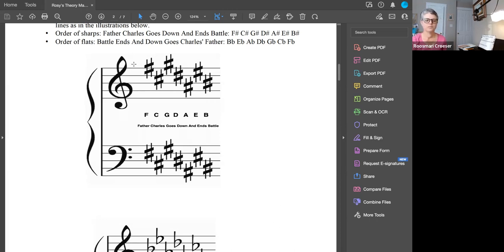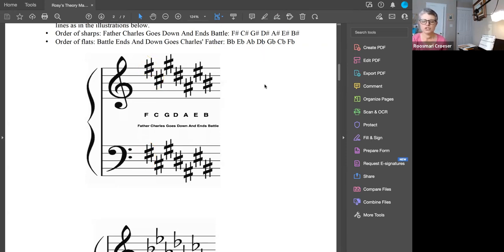It works. If you have one sharp, it will always be F sharp. It'll be the same in the treble clef as it is in the bass clef. If you have two sharps, it'll be F sharp and C sharp. And this is wonderful for sight reading.